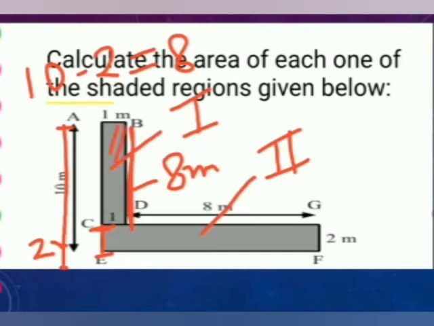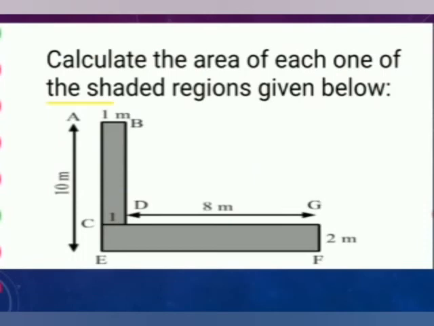Now we can calculate the area of the first part. As you know, the area of this rectangle will be equal to L into B. The length is 1 meter and the breadth is 8 meter. So 1 multiplied by 8 will be equal to 8 meters square. So the first figure area we have calculated. Now let's calculate the area of the next figure. In the next figure, the width is given as 2 meter, but we do not know the length.